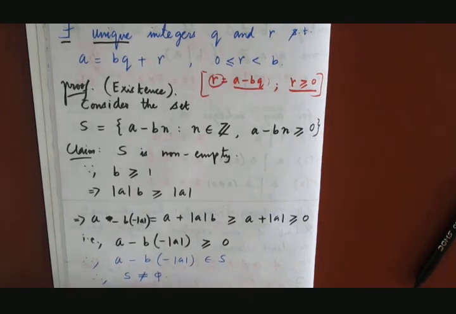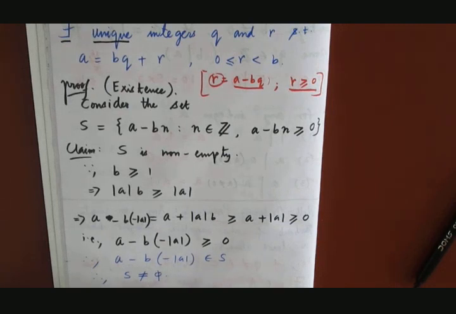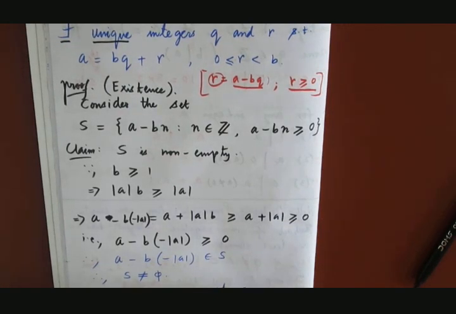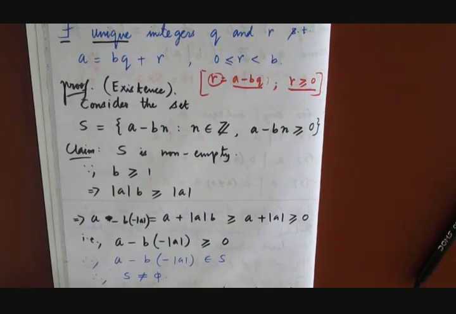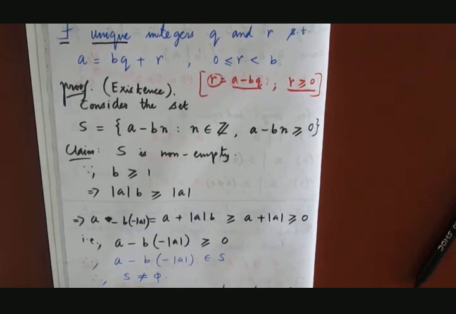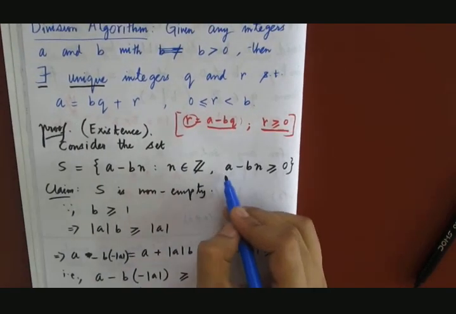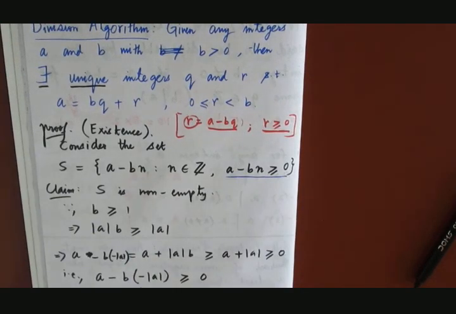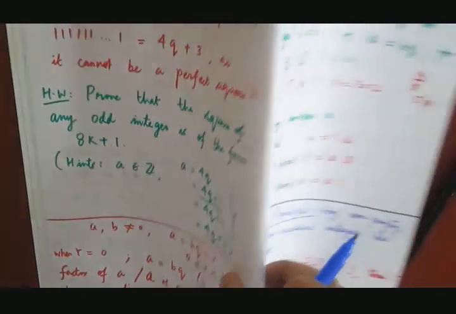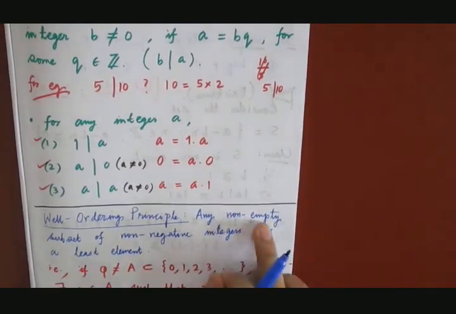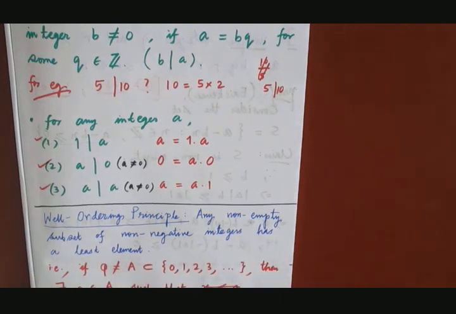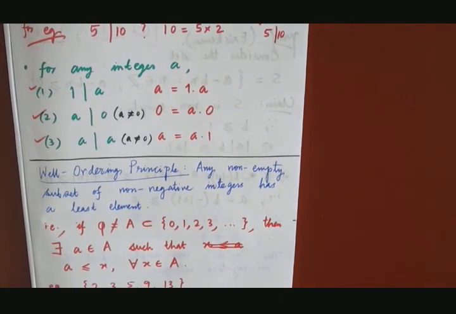So what I am seeing is, thus, S is a non-empty subset of non-negative integers. Do you agree with me? S is first of all non-empty, and why a subset of non-negative integers? By the condition, all the elements of S are greater or equal to 0. So just now I stated the well-ordering principle: any non-empty subset of non-negative integers has a least element. Those who came late, just go through this one. So even S will have a least element, right?